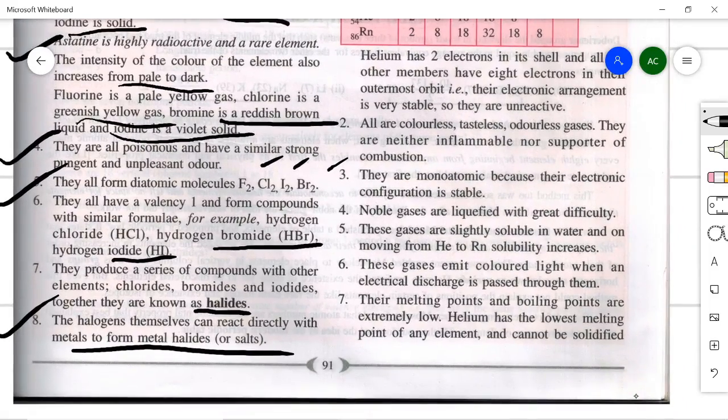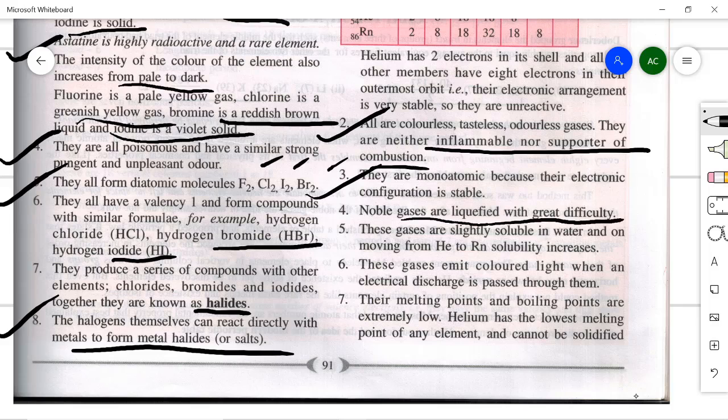These are colorless, tasteless, odorless gases. They are neither inflammable nor supporters of combustion. They are monoatomic because their electronic configuration is stable. Noble gases are liquefied with great difficulty. You cannot easily liquefy them. They are slightly soluble in water and moving from helium to radon solubility increases.